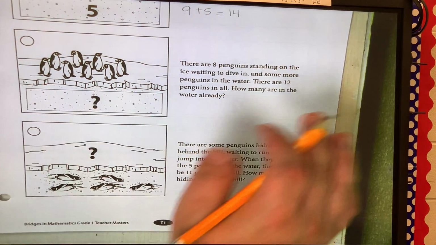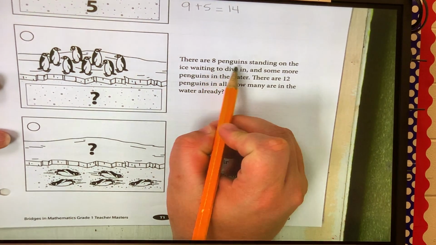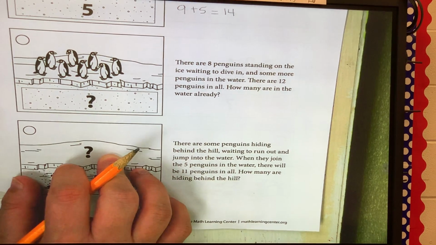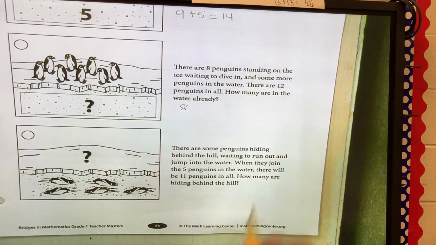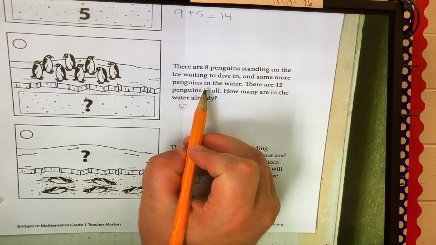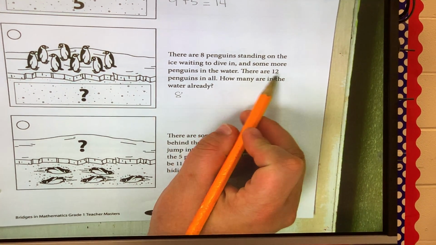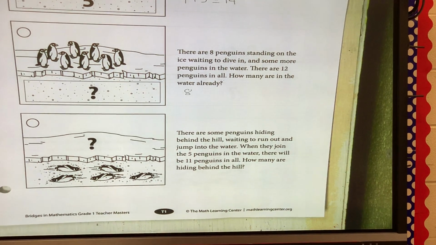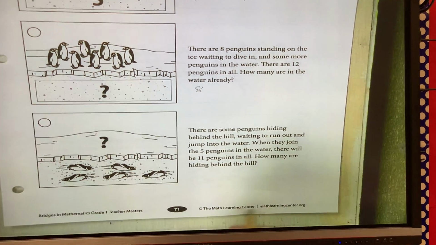All right, let's look at the next one. It says there are 8 penguins standing on the ice waiting to dive in, and some more penguins in the water. There are 12 penguins in all. Do we know how many are already in the water? No, we do not.